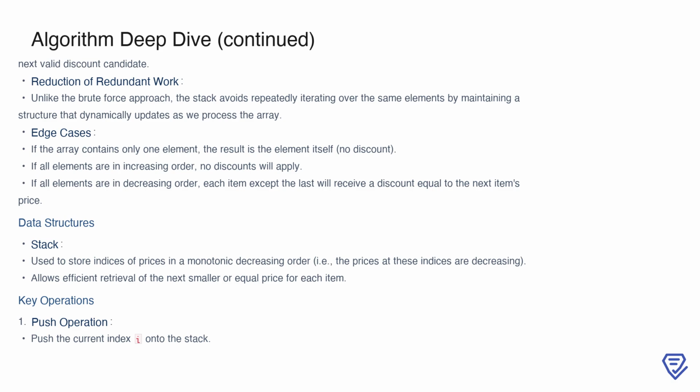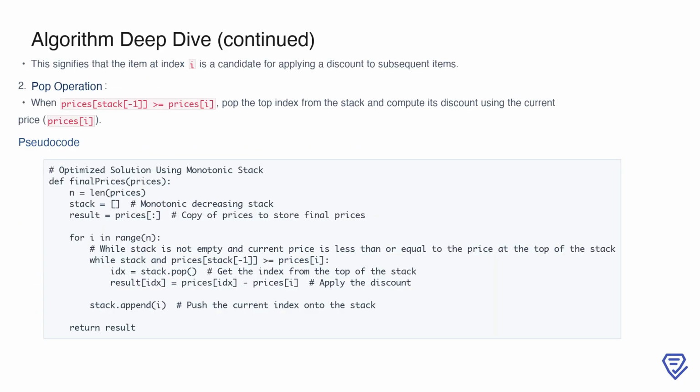The stack itself is a crucial data structure here. It is used to store indices of prices, maintaining a monotonic decreasing order. This ensures we can efficiently find the next smaller or equal price for each item. The key operations for the stack include pushing the current index onto it and popping indices when a smaller or equal price is encountered. The push operation adds the current index to the stack, indicating that this item is a candidate for applying a discount to subsequent items.